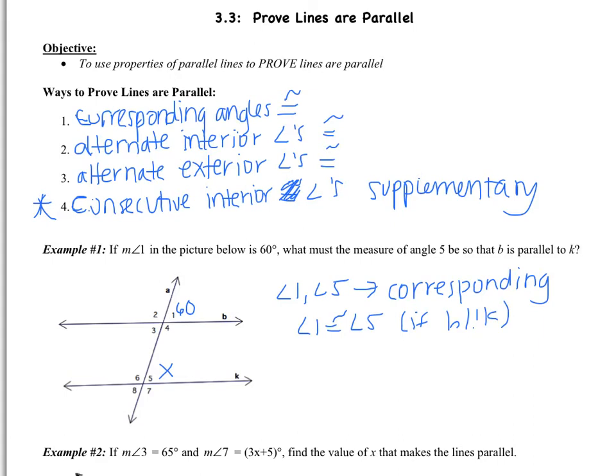So we want B and K to be parallel, so that means if angle 1 is 60 degrees, then angle 5 also has to be 60 degrees. And then if that's true, then B is parallel to K. So again, angle 5 can be any measure that it wants. But when it is 60 degrees, that's the only time that B and K are parallel. So if angle 5 was 59 degrees, B and K are not parallel. If it was 61 degrees, not parallel. Only when angle 5 is 60 degrees do the lines happen to be parallel.